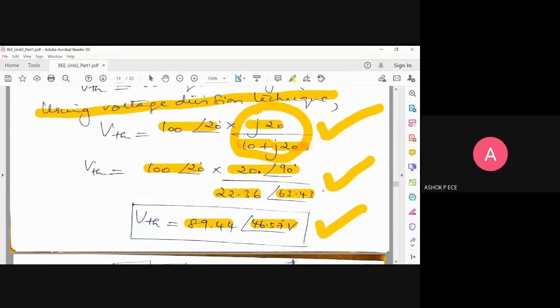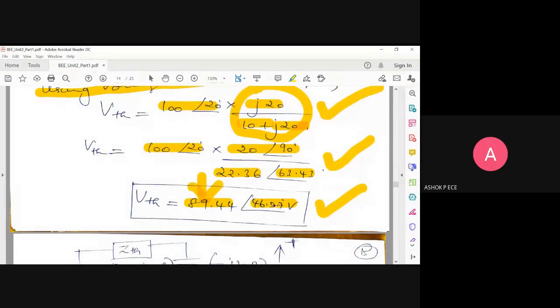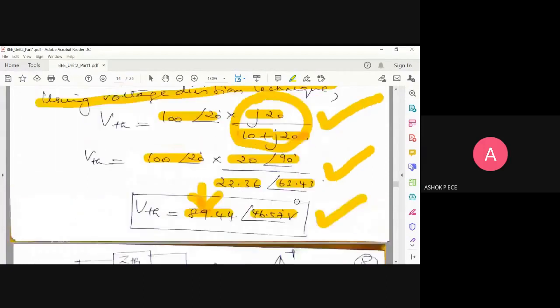And when you have two polar numbers in product, you'll be multiplying the amplitude and you'll be adding their angles. When you have two polar numbers in division, you will be dividing their magnitude and you'll be subtracting their angles. So here, single step, how will you do? 100 into 20 divided by 22.36 will be your magnitude. 20 plus 90 minus 63.43 will be your angle. So that's what I have got. VTH is 89.44, angle 46.57. So now we have completed step 2.